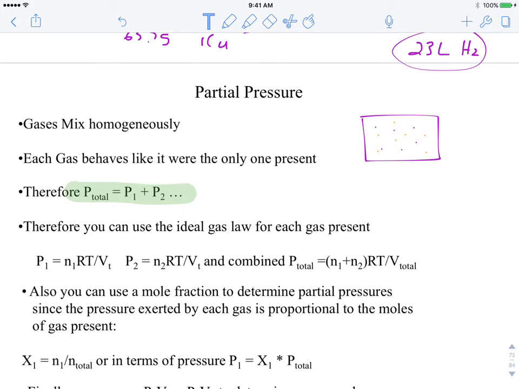So Dalton's law of partial pressure really is just saying, hey, you take the pressures of each gas, you add them together, you get the total pressure. And so this is Dalton's law.